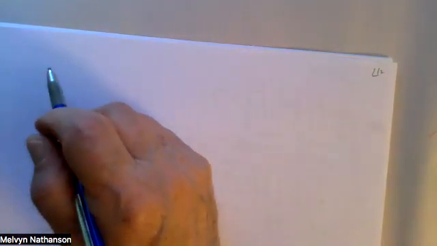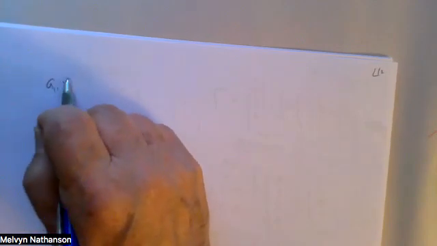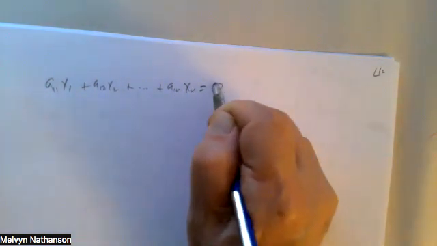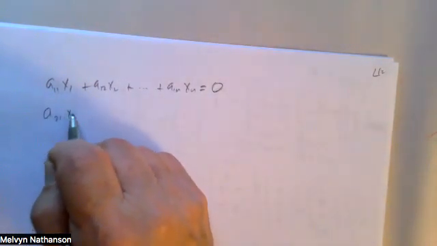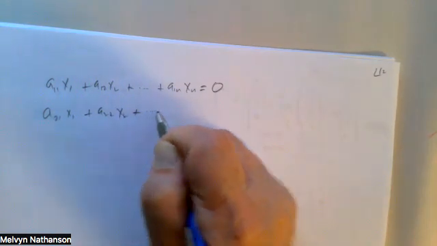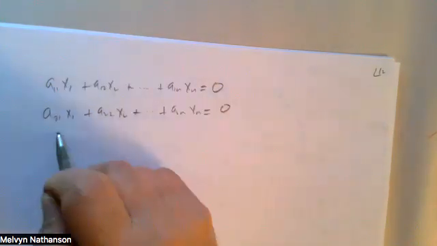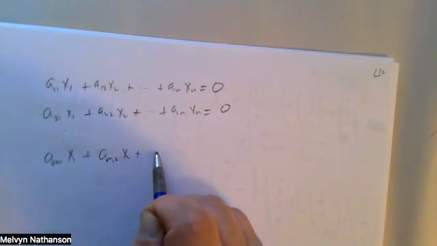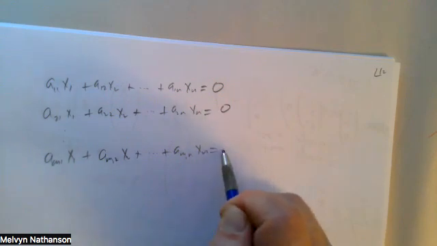Now, I want to prove the very important theorem that we apply over and over again when we're studying vector spaces. And that has to do with a homogeneous system of equations. So suppose we have a homogeneous system, a11x1 plus a12x2 up to a1nxn equals 0. a21x1 plus a22x2 plus up to a2nxn equals 0. All the way down to am1x1 plus am2x2 plus up to amnxn equals 0.